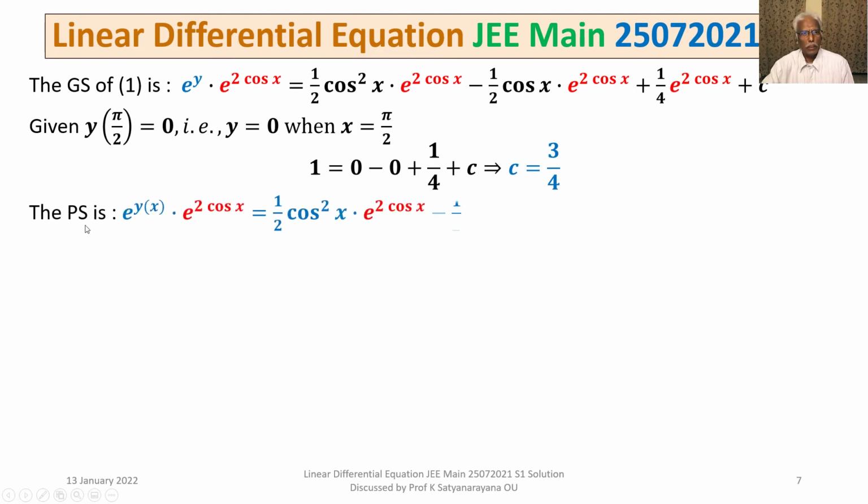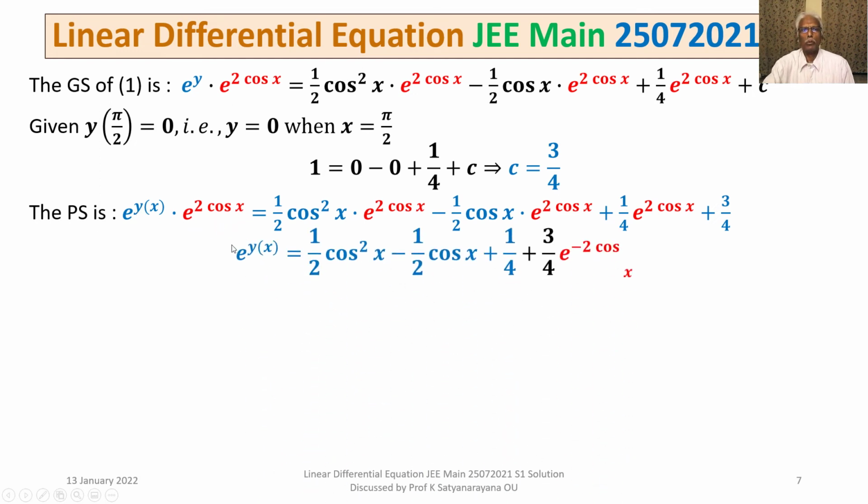The particular solution is e power y, y is a function of x, e power y of x into e power 2 cos x, that whole integral, plus c. C is 3 by 4. So now, divide throughout by e power 2 cos x. You will get e power y of x is equal to 1 by 2 cos square x minus 1 by 2 cos x plus 1 by 4 plus 3 by 4 into e power minus 2 cos x.